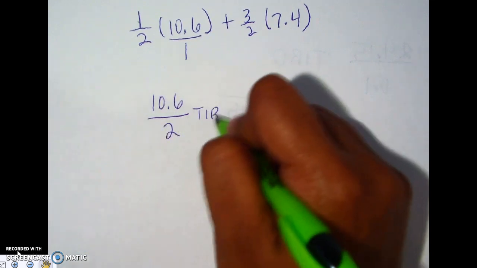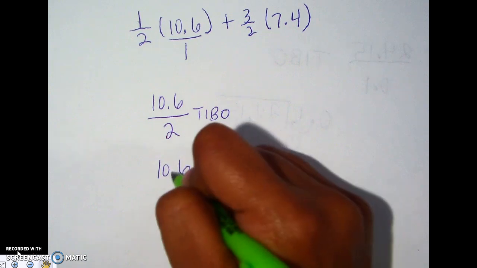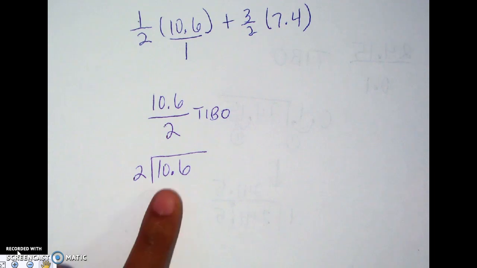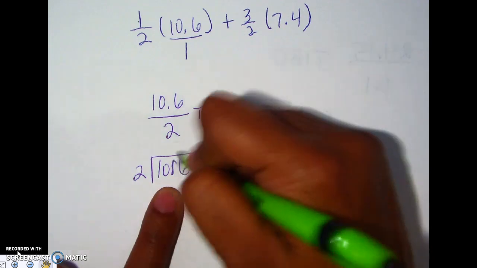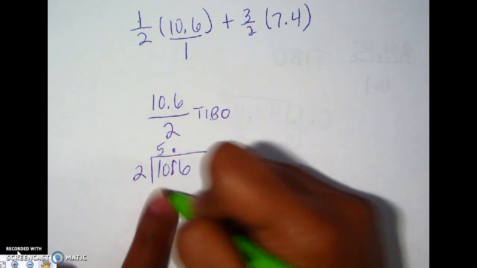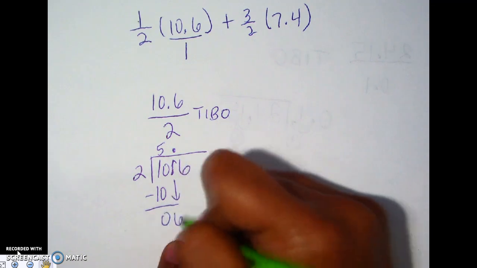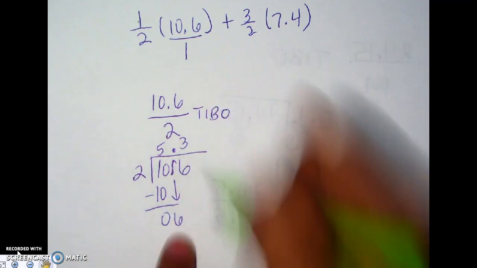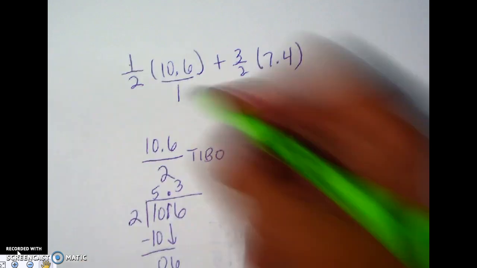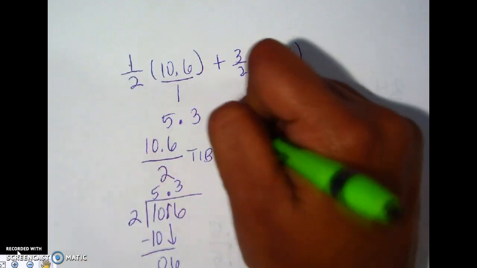So I'll do my TBO. I'll put the 10.6 inside, put the 2 outside. Now if there's a whole number on the outside of the division, there is nothing to swing. So you just leave everything just like it is, and wherever that decimal is, just bring it up. So 2 goes into 10 5 times, multiply, subtract for 0, bring down, and then 2 goes into 6 3 times. So that's where I get the 5.3. So the 5.3 takes care of this piece right here.